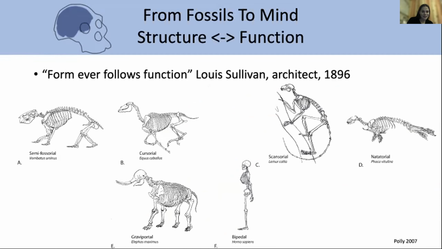"Form ever follows function," wrote Louis Sullivan. In vertebrate paleontology, fossils of hard tissues are used to understand the functions of different body parts. Structures relate to functions based on their physical properties in comparisons with other species. So we could, using just skeletal material that can be preserved in the fossil record, understand the locomotor behavior of these species. For example, we can see that the wombat does some burrowing, the horse runs, the lemur climbs, the seal swims, the elephant moves slowly, and humans walk on two feet.